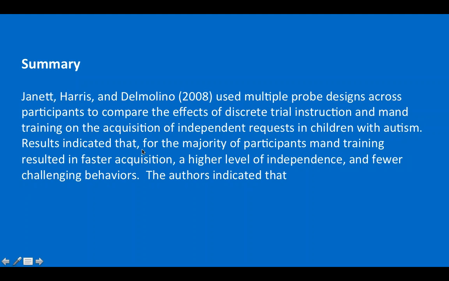But then when I talk about my results, I also have the information about the MAN training, the acquisition, the independence, and the challenging behaviors. I could probably expand on this a little bit. If I wanted to, remember we talked about the effect size, I could add in a little bit of information here, but this would be a really nice brief summary that includes all of those relevant pieces of information.